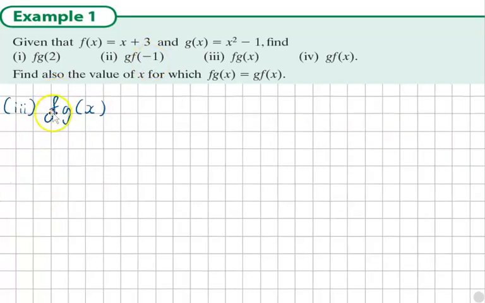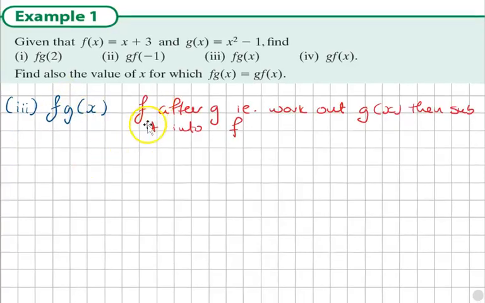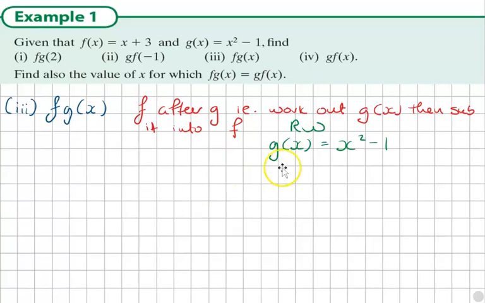Part 3, f after g of x. So f after g, i.e. work out g of x, then sub it into the function f. So there's no rough work to do here as such. I'm just writing out what the function is. So g of x is equal to x squared minus 1. So we're going to substitute x squared minus 1 into the function f.